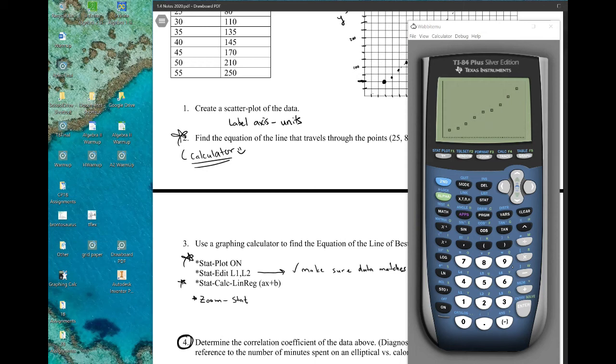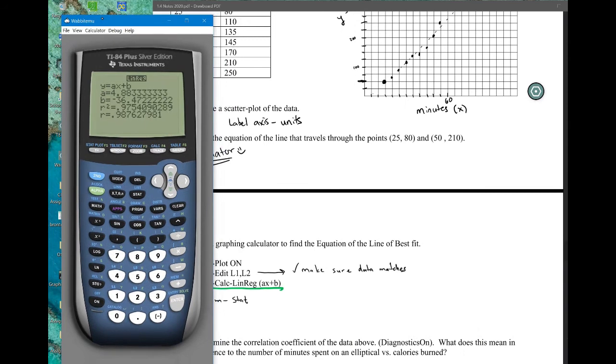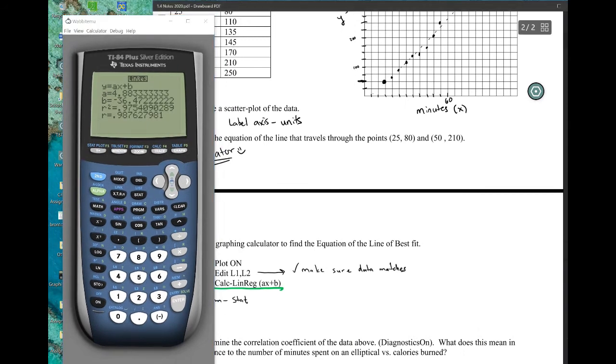Stat, calc, lin reg. Okay, so we're going to do stat, over to calc, number 4, and you can just keep hitting enter. Now, if you turn the diagnostics on, like I explained, you'll also see a few other things. So I see a few things going on here. Y equals AX plus B. That is just our general form of an equation.